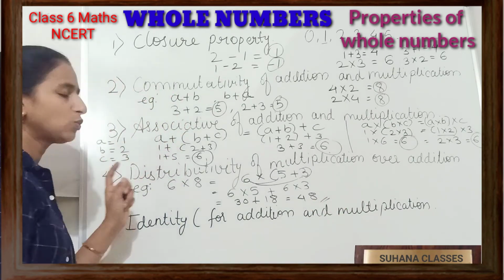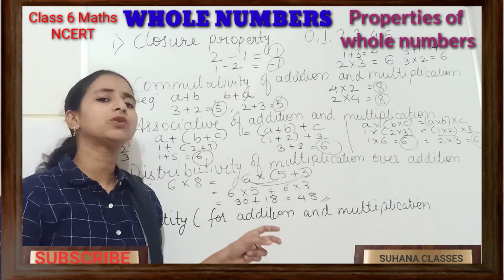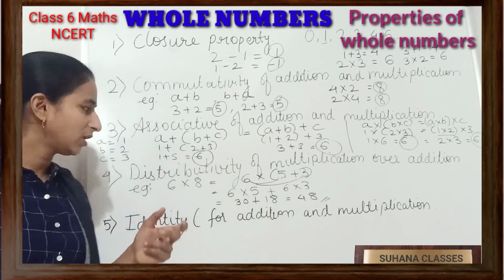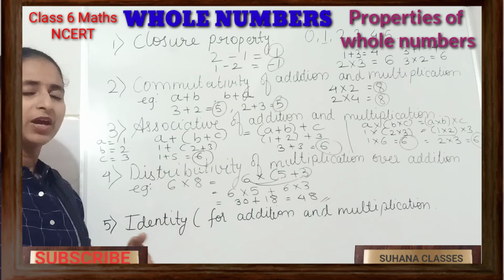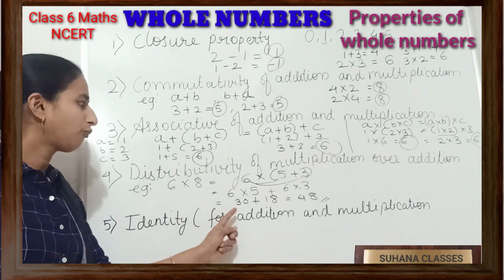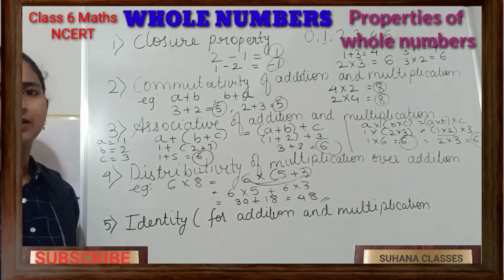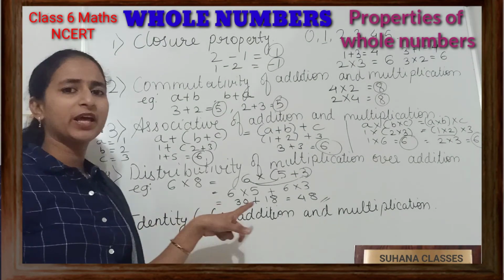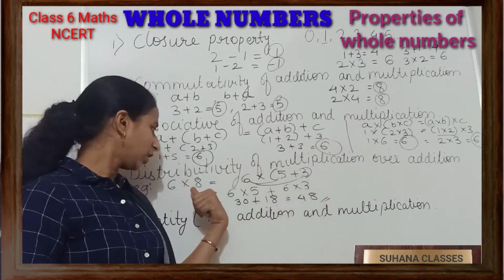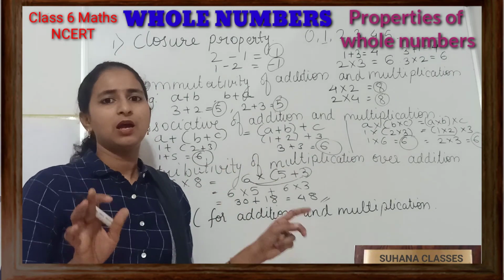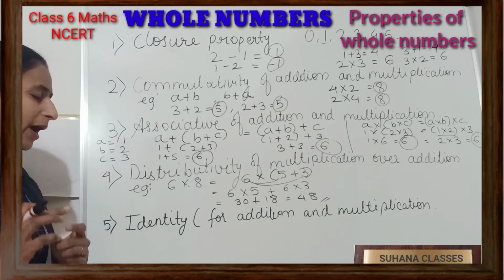So what is the main intention of explaining this property? We can make our calculation easier. Since this is a small number it is simple, but with very big numbers, if you follow this property, you can do the calculations very easily. So this property is called the distributive property of multiplication over addition. Is it clear, students? And the last property is identity.